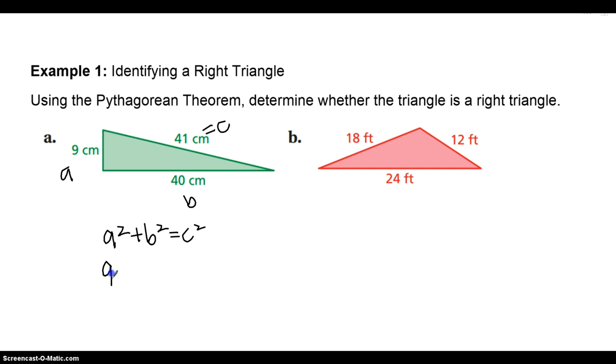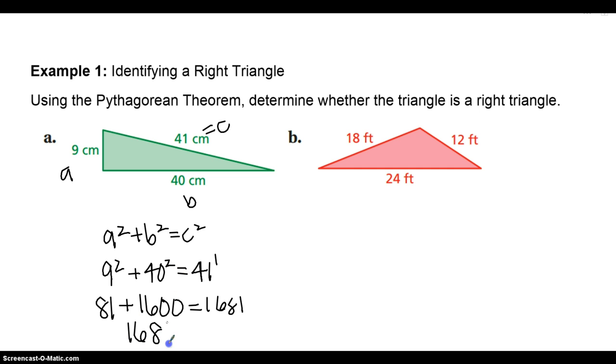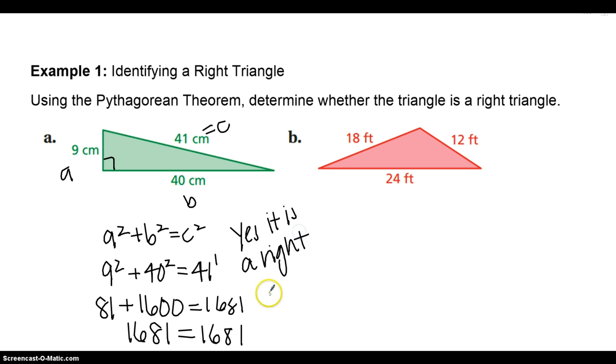And a squared plus 40 squared is equal to 41 squared. This is 81. 40 squared is 1600, I believe, but let me get my calculator out. 1600. And then 41 squared is 1681. So now I need to evaluate a squared plus b squared, and I have 1681 is equal to 1681. So yes, this is a right triangle.